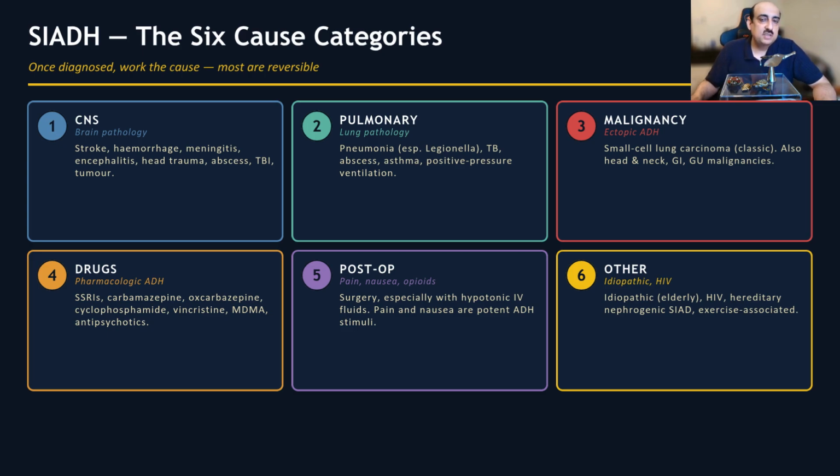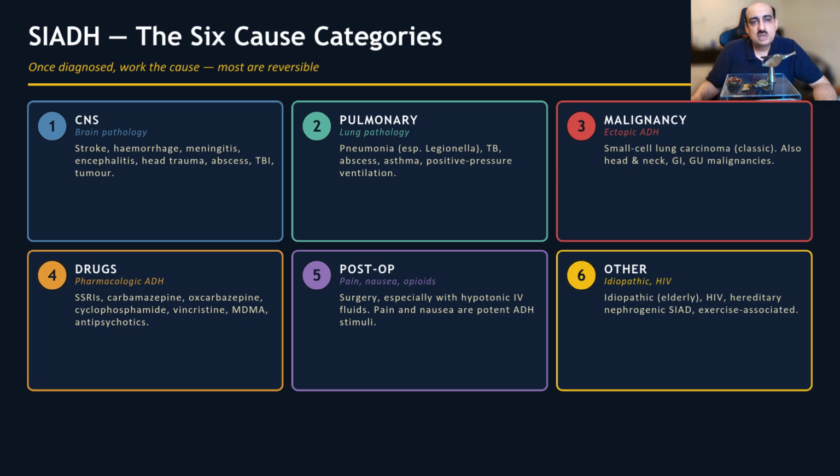Causes of SIADH. Remember 6 main categories. Number 1, CNS, starting from the top. Stroke, hemorrhage, meningitis, encephalitis, any intracranial acute etiology, or chronic, for example, trauma or tumor or subarachnoid hemorrhage, anything, any irritation of the hypothalamus or stalk. It's a very important cause.